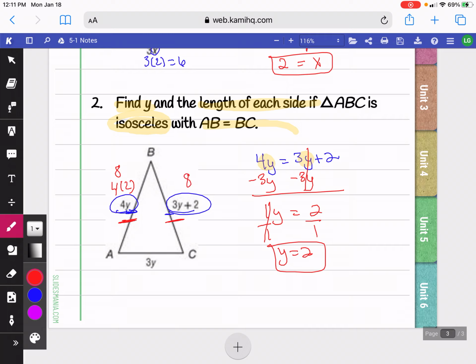However, I need to plug it into the bottom because AC was not congruent to those sides. So this becomes 3 times 2 or 6. So my three sides, I have AB equal to 8 units, BC equal to 8 units, and AC equal to 6 units.